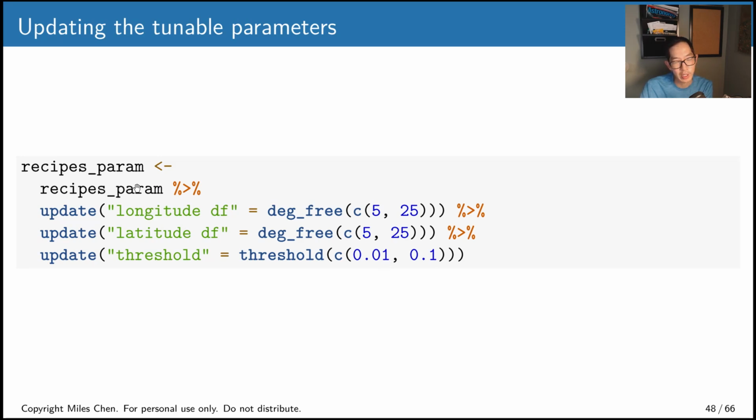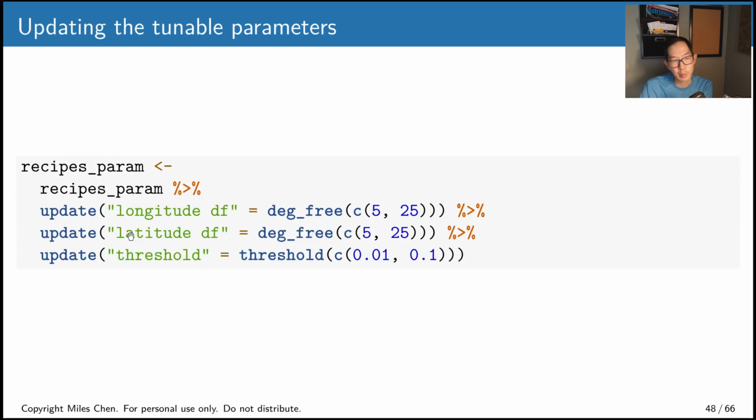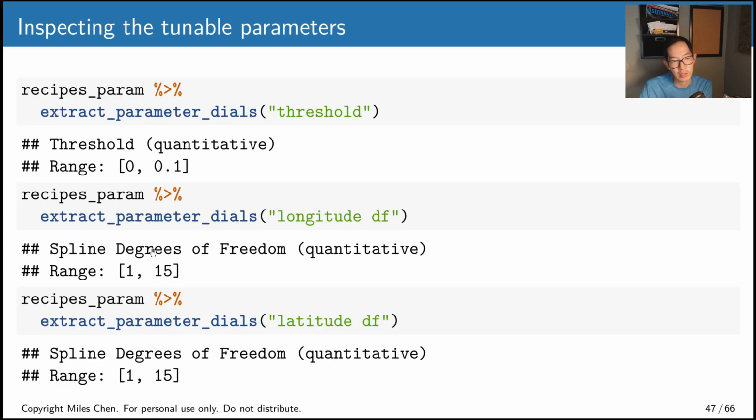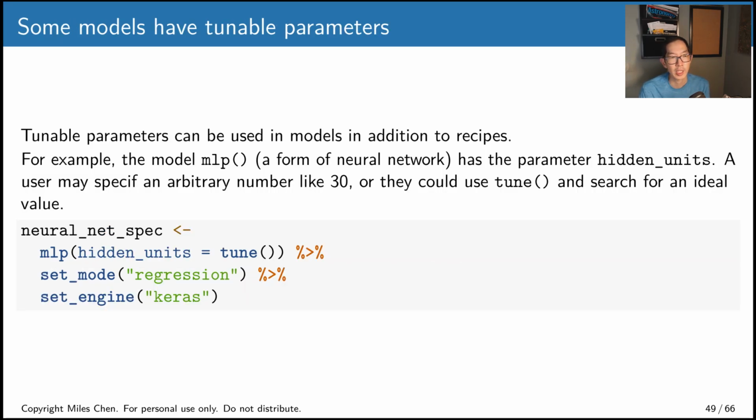So we can take the parameters that we have. So we have these recipe parameters. We can update them, and we can say, hey, these are the ranges that we want to do. Okay, we want degrees of freedom to go from 5 to 25. All right, so that's what we have: spline degrees of freedom, threshold, right there. Okay, and so we can change the range that Tidy Models is going to search. It's going to search a new range of things. Okay.